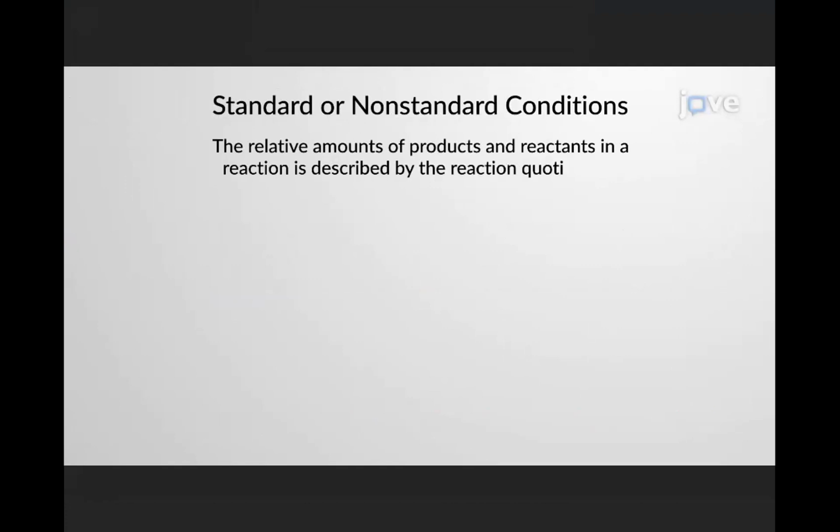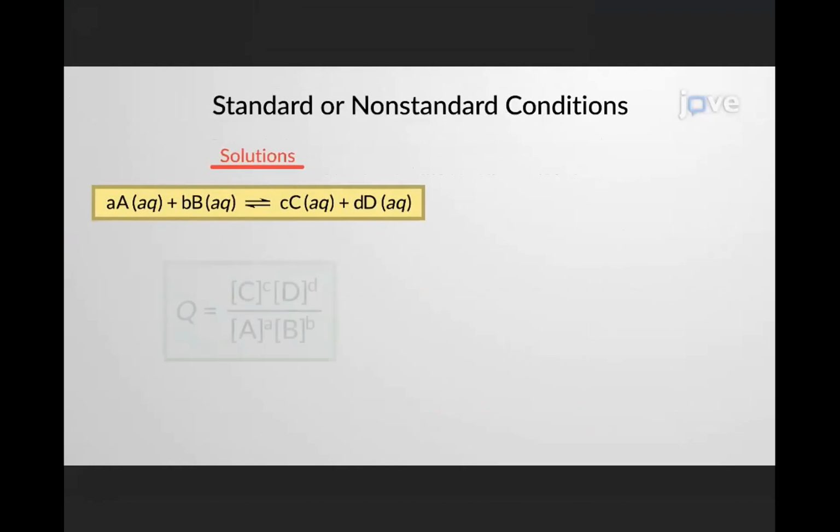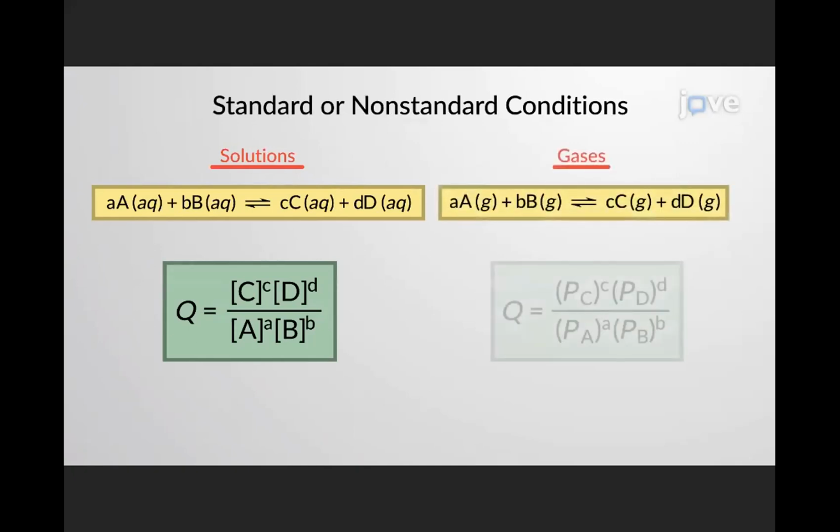Under any conditions, standard or non-standard, the relative amount of products and reactants present in a reaction is described by the reaction quotient Q. For reactions occurring in solution, Q is calculated from the ratio of the product and reactant concentrations, with each reagent concentration raised to the power of its stoichiometric coefficient. For gaseous reactions, the partial pressures of the gases can be used in place of concentrations.